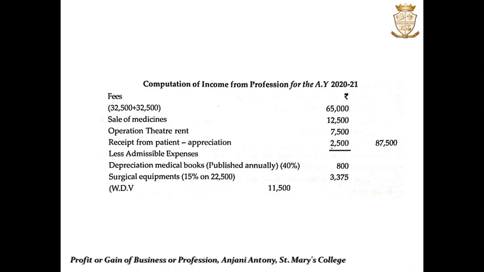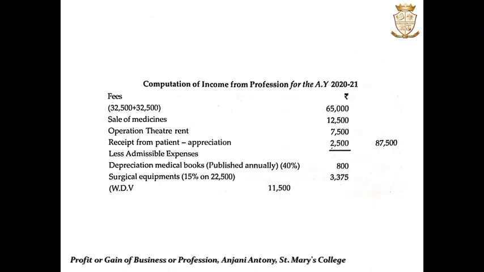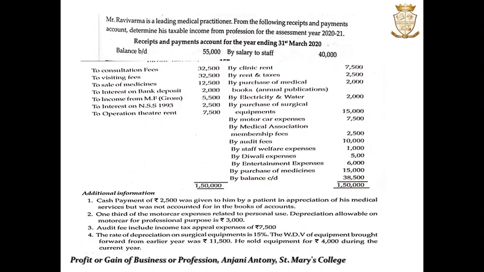So depreciation of medical books in the question. Purchase of medical books amounts to 2,000 rupees. It is an annual publication and we have a deduction of 40% which can be deducted from income, not the whole amount. So we are deducting 40%, that is 800, from income. And next one is surgical equipments. So surgical equipments has so many calculations. First one, we need to look at the receipt and payment.